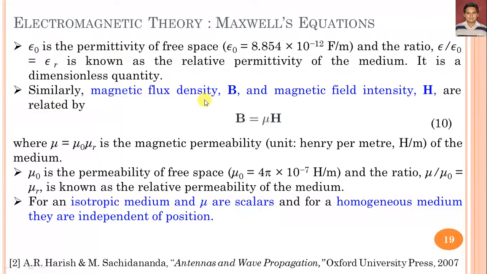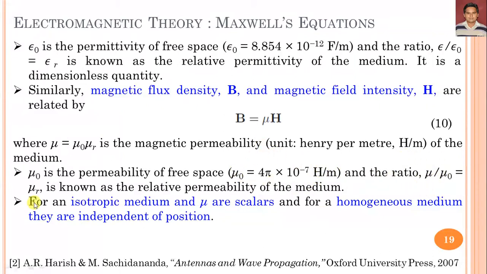Similarly, the magnetic flux density and magnetic field intensity are related by the expression B equals mu times H, where mu is equal to mu naught times mu R, the magnetic permeability of the medium, measured in Henry per meter. Mu naught is the permeability of free space, which is 4 pi times 10 to the power minus 7 Henry per meter. This value of mu naught and the value of epsilon naught can be used to analyze or solve problems based on antenna analysis.